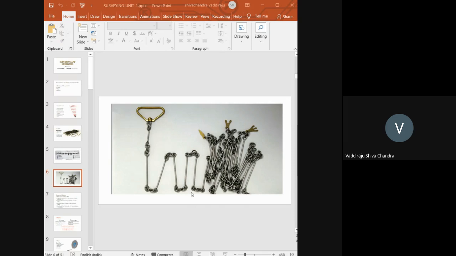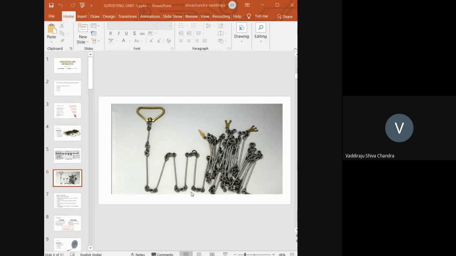Tell me. I want to measure 13 meters using a chain. Each link is 20 centimeters. How many links do I need to count in order to reach the 13-meter mark? To mark one meter, how many links do I need to count? 5, sir. So for 13 meters, I need to count 65 links, right? Then I can say that this is the 13-meter mark.